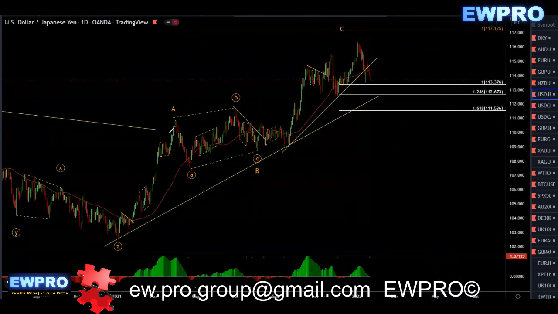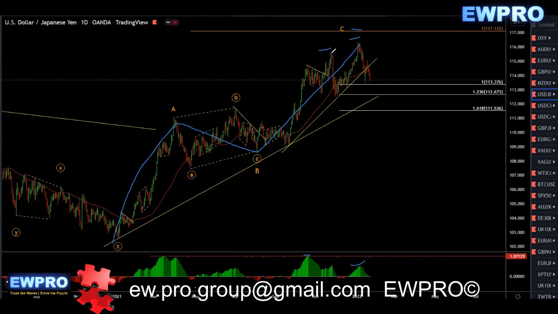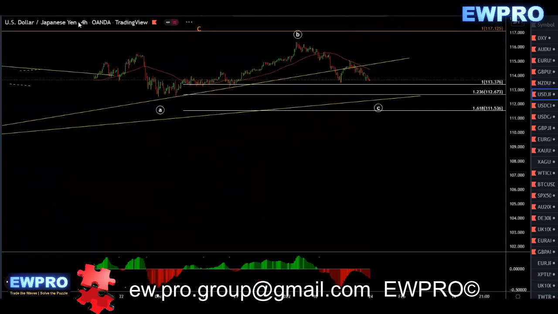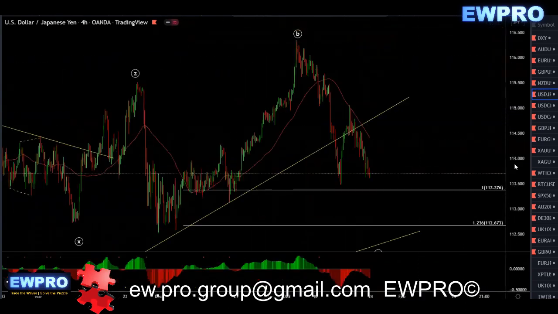So we're looking at that A, B, C, just about got up to that 100 fib. We have bearish divergence here now. This can be an A, B, C in here as well, to give us another one up. We can't rule that out just yet. We're looking for the sells.